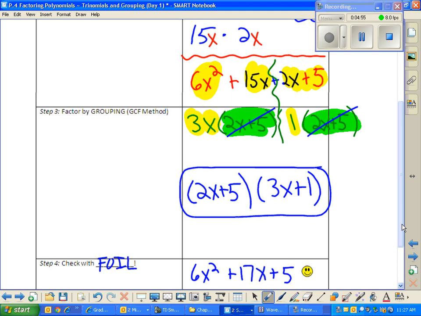Step 4, I check it with FOIL. So I did that, and I got the original problem back out, so I'm a happy girl. That next example, turn the page, is all yours. Let's see how this goes, shall we?